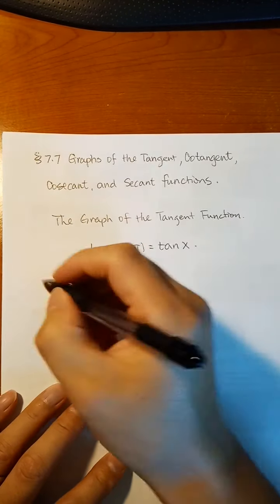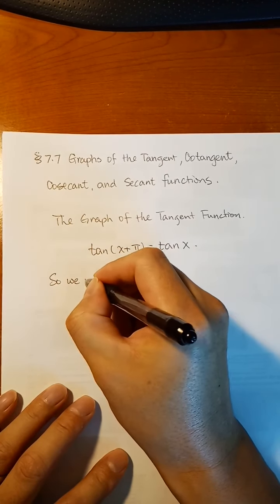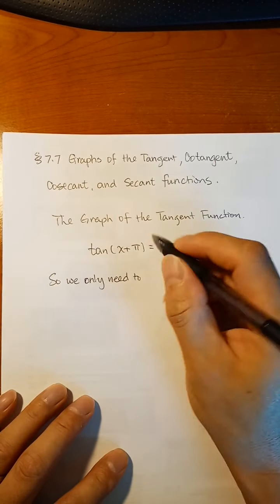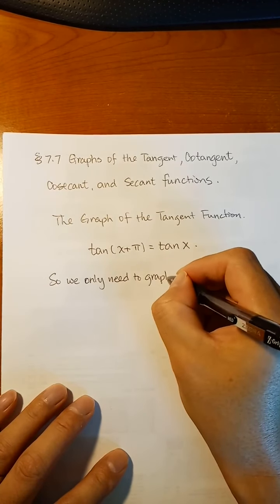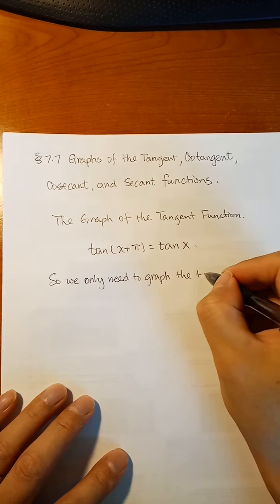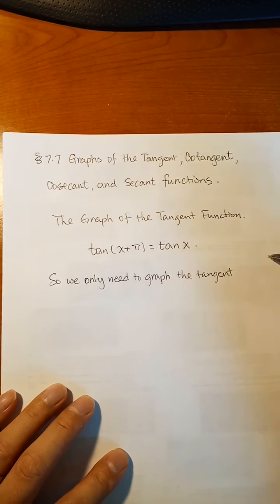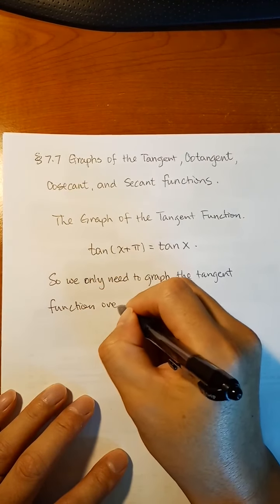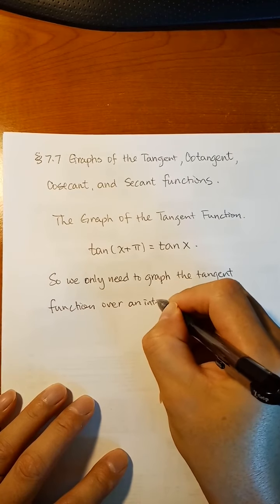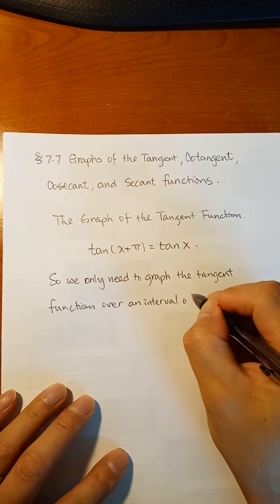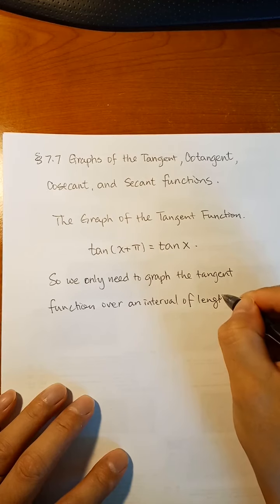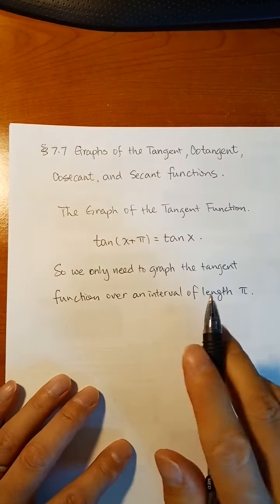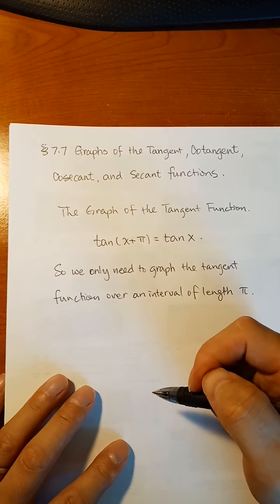So we only need to graph the tangent function over an interval of length pi, because after that we just repeat this graph, and we'll get the whole graph.